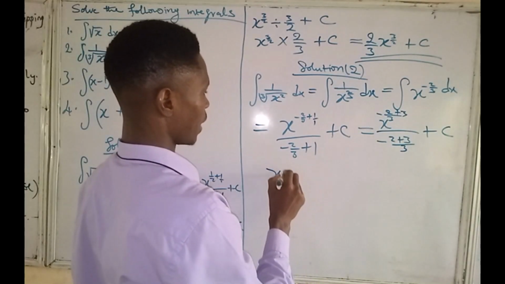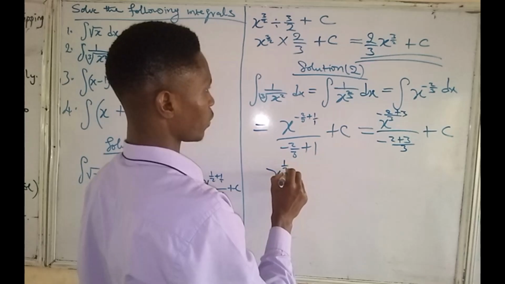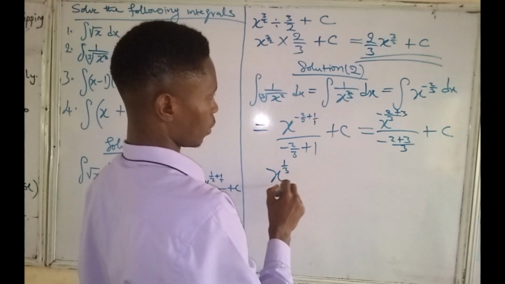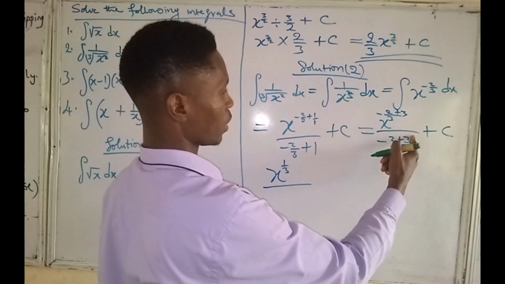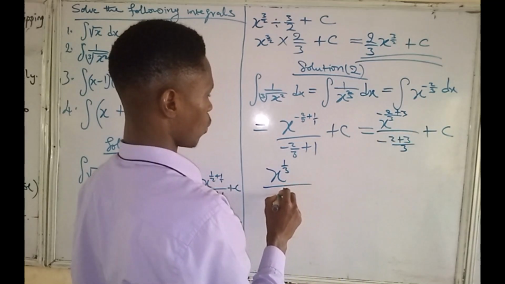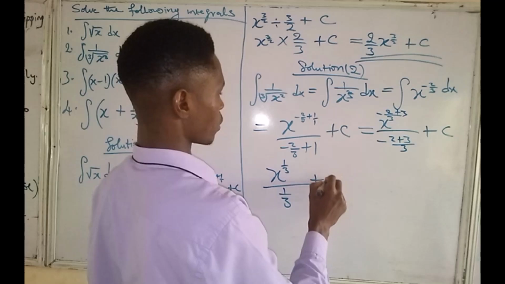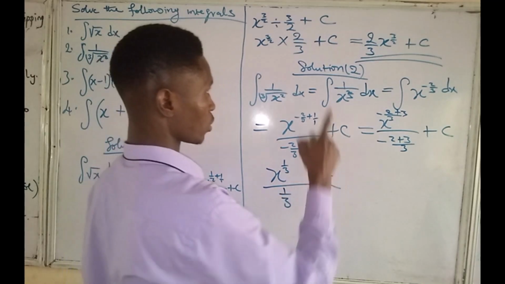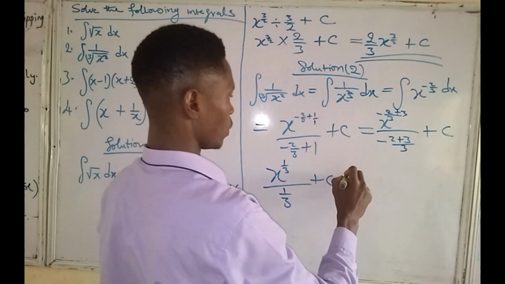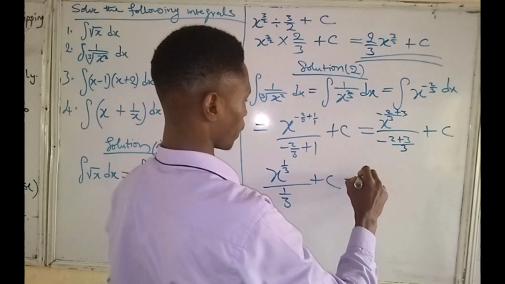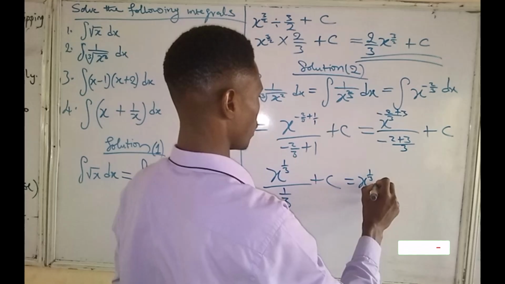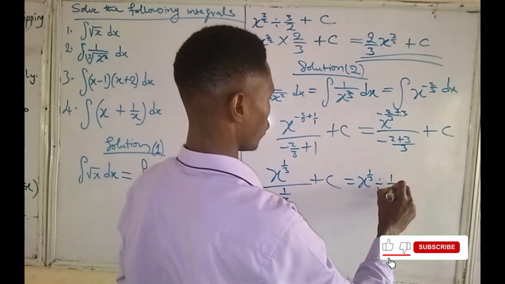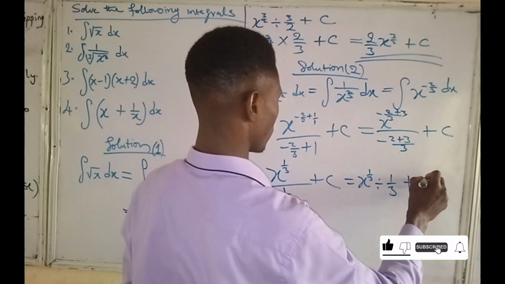So we have that x is raised to the power of 1 over 3, all over, same thing happens here, minus 2 plus 3 is 1, so we have 1 over 3 plus c. We can resolve this fraction the same way we did here. So this is going to be x raised to the power of 1 over 3 divided by 1 over 3 plus c.